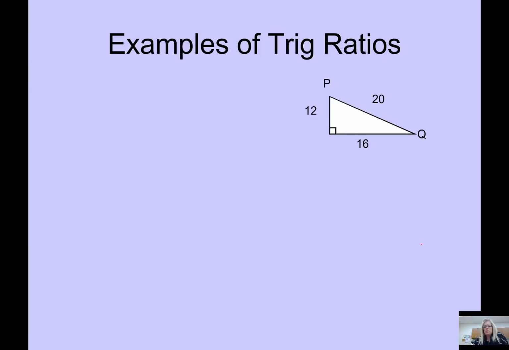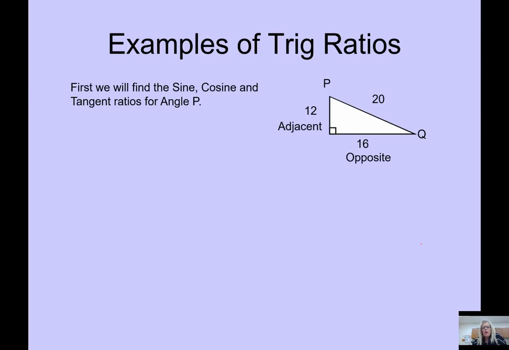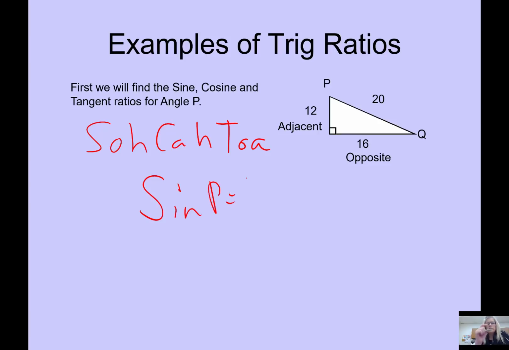So if I'm doing examples of trig and I want to know what the sine, cosine, and tangent of angle P are, I can remember SOHCAHTOA because of that awesome story we just learned, and I can say sine of P equals opposite over hypotenuse. That would be 16 over 20. Ooh, that was not written very well. I am sorry. Let me try it again. Cosine of P equals adjacent over hypotenuse.